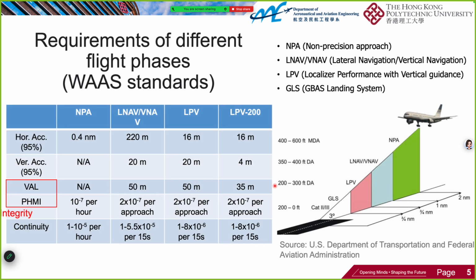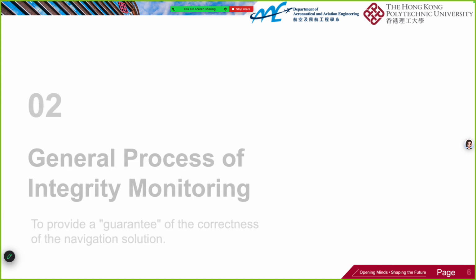Here are listed the requirements for different flight phases, which are copied from the standards. We can see that at different stages of flight, the requirements for accuracy, integrity, and continuity are all different.